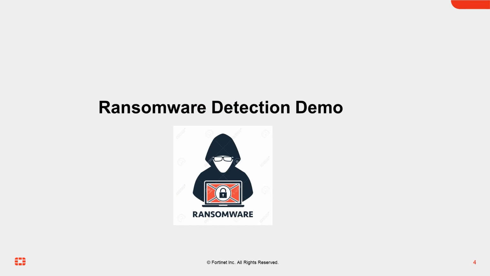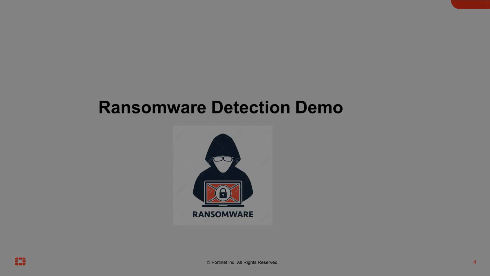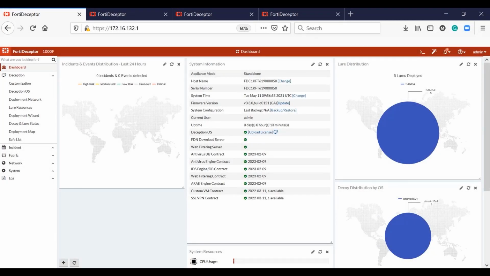Let's see a ransomware attack demo against a network that's protected by FortiDeceptor. In this demo, we will present the FortiDeceptor ransomware detection flow by having an endpoint that got infected by ransomware malware that starts to encrypt the infected endpoint's files until the detection by FortiDeceptor. The simulated attack would include a threat response mitigation done by leveraging the integration between FortiDeceptor and the FortiGate.